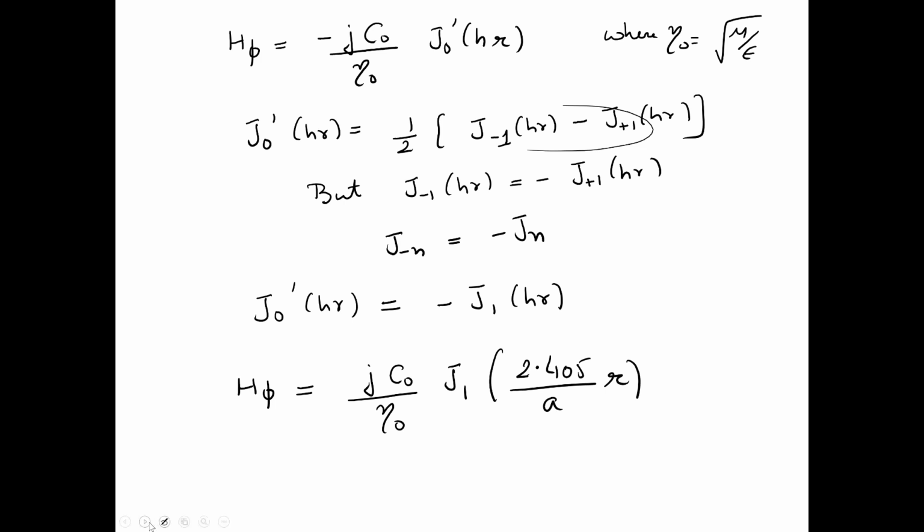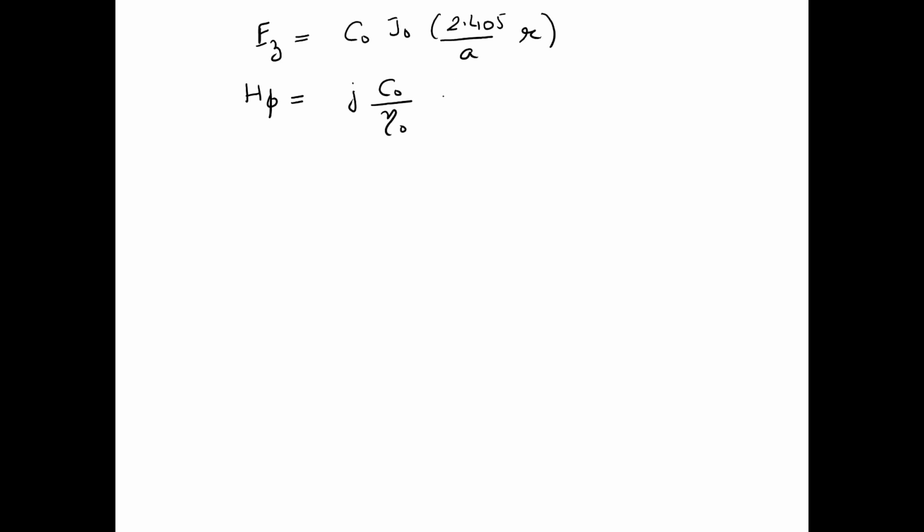Let's look at these terms and see what they look like. So far what we have realized is two things. One is that I have an Ez term which is pointing in the length direction of the cavity, given by C0 J0 of 2.405 by a times r, and I have an H-phi term given by j C0 by eta0 J1 of 2.405 by a times r. Two things you notice here is that these two again are in quadrature phase.